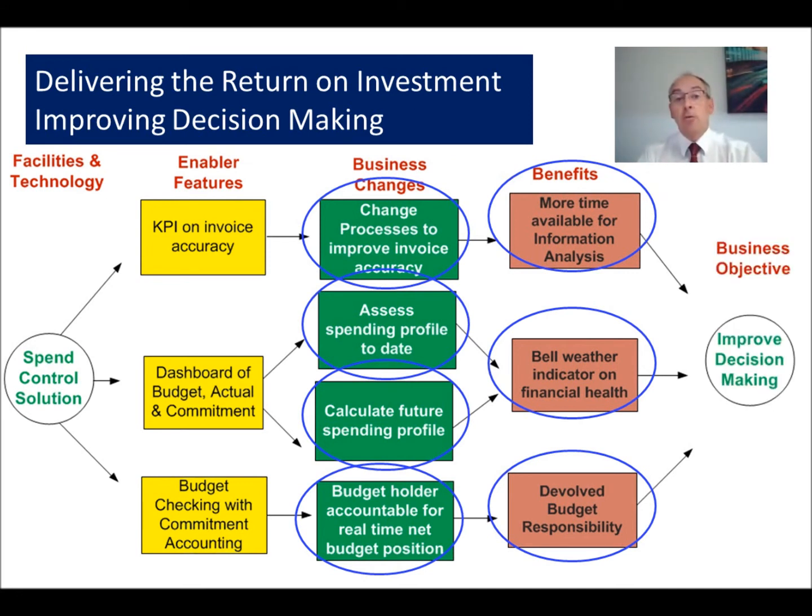Now this links through to our ultimate investment objective, which is to improve our decision making. So we've shown the link now between three enabler features, the business changes, the business benefits they will deliver, and our investment objective, which ultimately is to improve decision making.